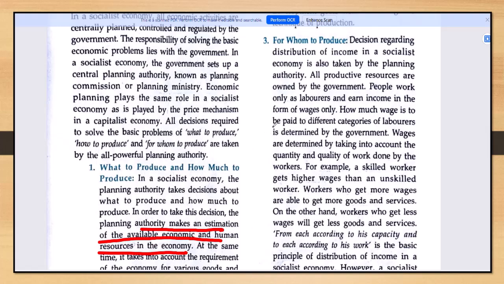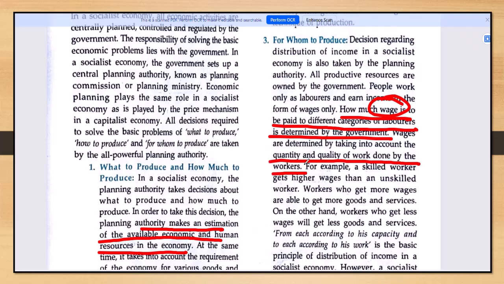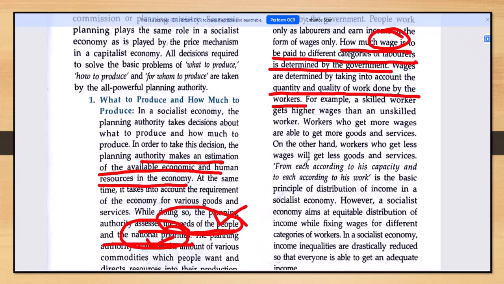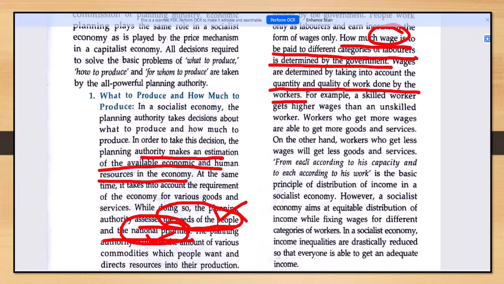How much wage is to be paid to different categories of laborers is determined first by the government. So the income is also determined by the government, considering the quantity and quality of the work done by the workers. Therefore it gives a fair chance that all or most of the workers will be getting fair wages. That is, skilled workers get higher wages than unskilled workers.